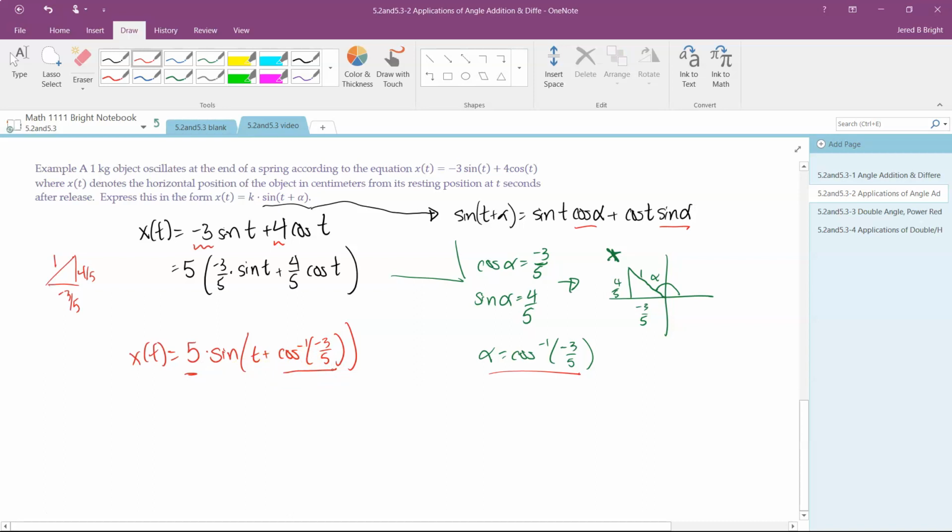Okay. Now this example again is a little bit beyond what we might normally expect in a quiz, but it's something interesting to think about in connection to angle addition and angle difference.